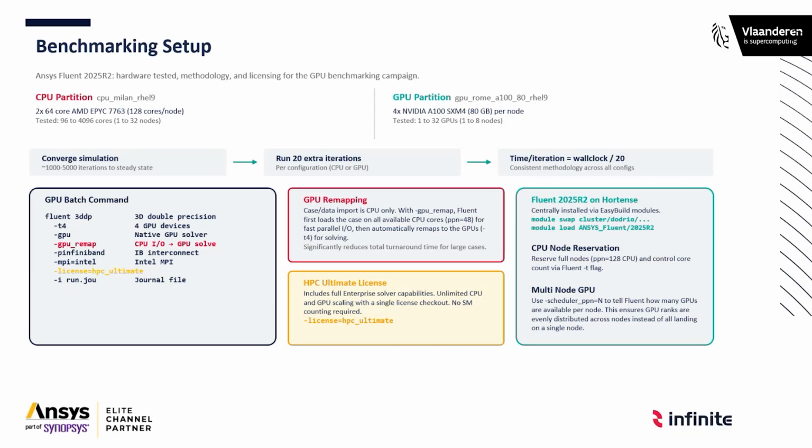I had to install Fluent 2025 R2 locally. This was done by the VSC. For the CPU benchmarks, I reserved a full node to achieve optimal performance. And for the GPU, I added an extra component called scheduler_ppn to tell Fluent how many GPUs per node there were. Otherwise, it could be that if you have more than 4 GPUs, for example 8, they were all assigned to one single node.